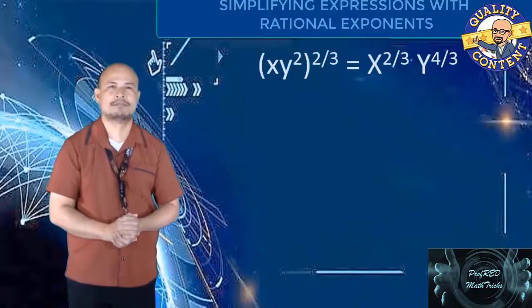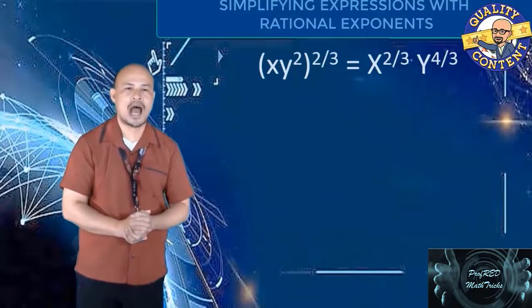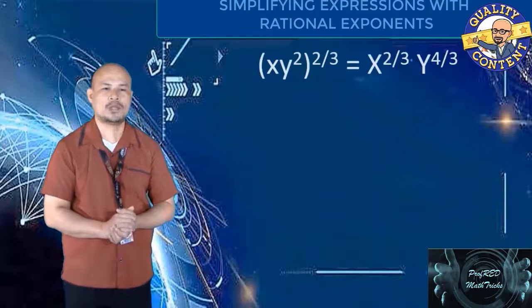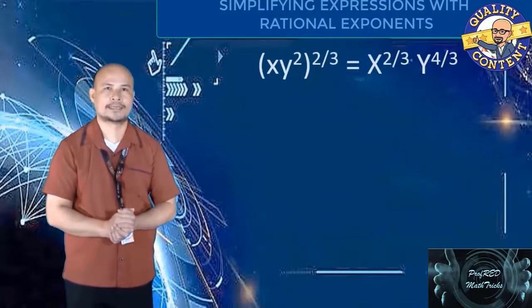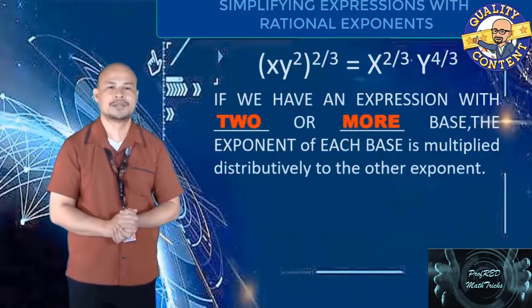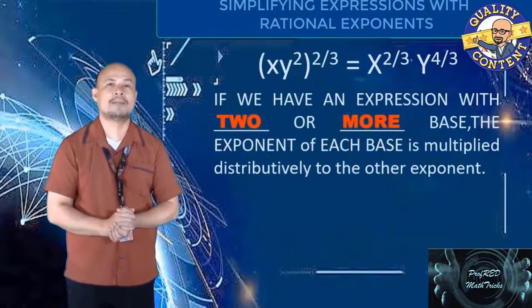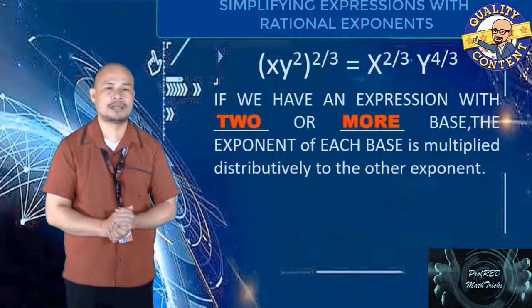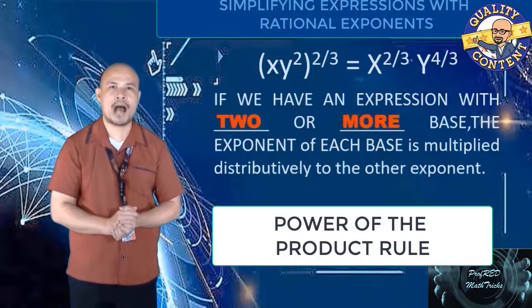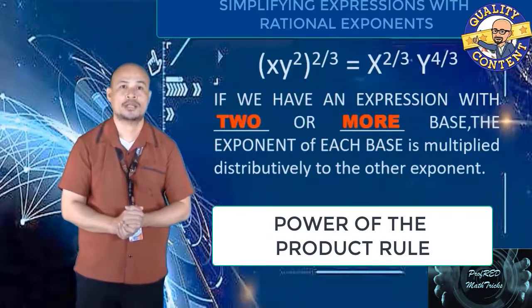How many bases do we have? What if we have 3, 4, 5 bases? How many exponents do we have? What did we do with these exponents? If you have an expression with 2 or more bases, the exponent of each base is multiplied distributively to the other exponent. This is called the power of the product rule.